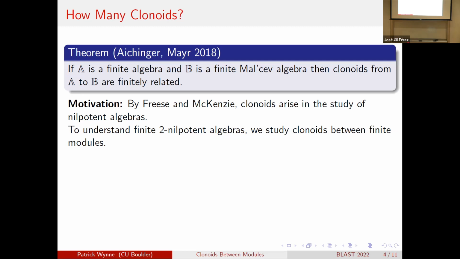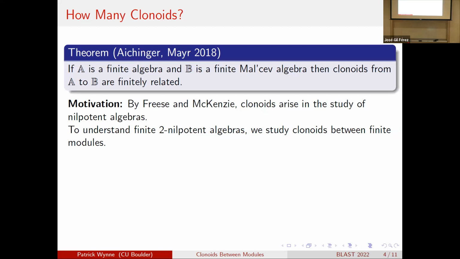From the book of Freese and McKenzie, we have that if we have some algebra that is nilpotent, say of nilpotence degree n, then it somehow looks like a nilpotent algebra of nilpotence degree n minus 1 and an abelian algebra, or algebra of nilpotence degree 1, somehow twisted together, and somehow the clonoids arise when studying this.